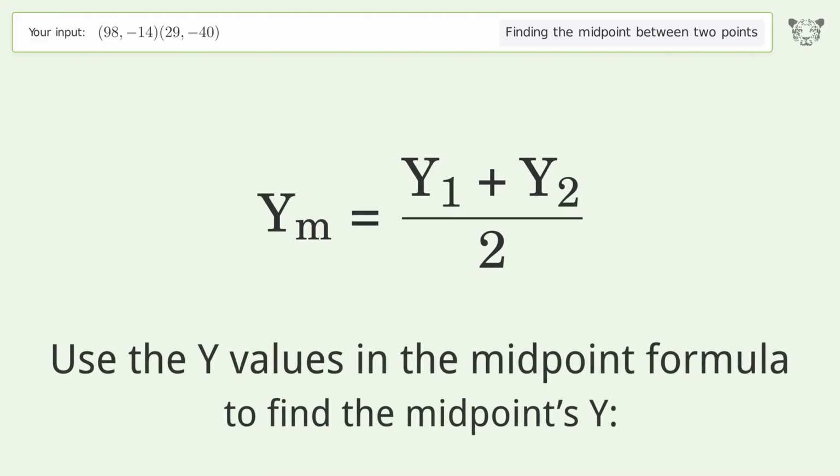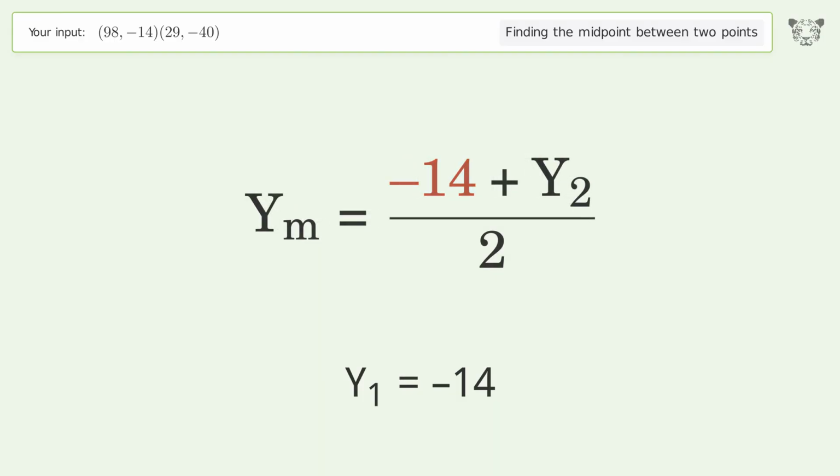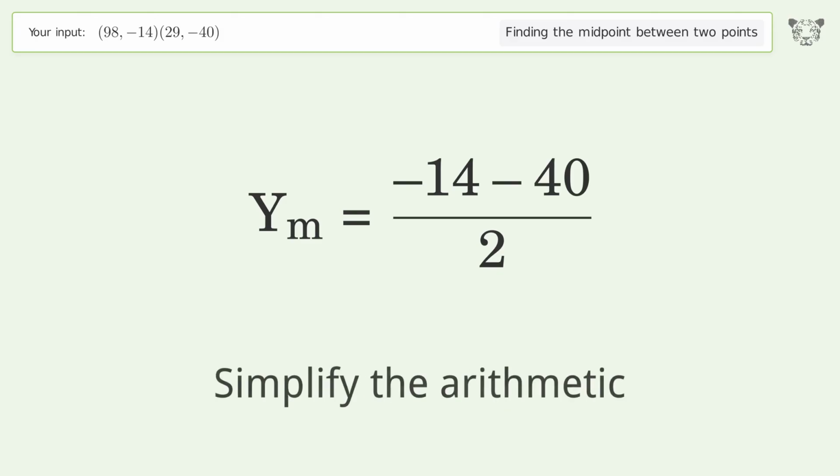Use the y values in the midpoint formula to find the midpoint's y. y1 equals -14. y2 equals -40. Simplify the arithmetic.